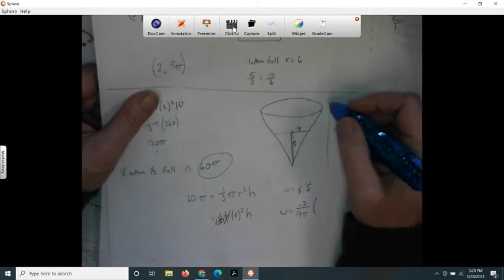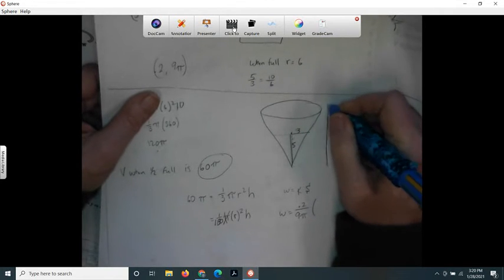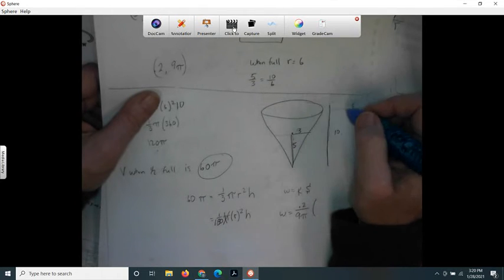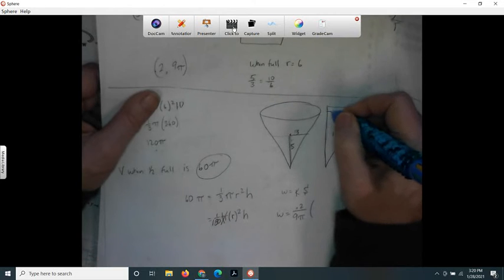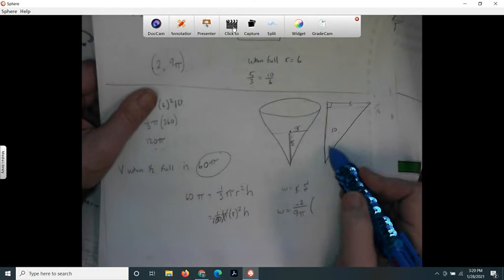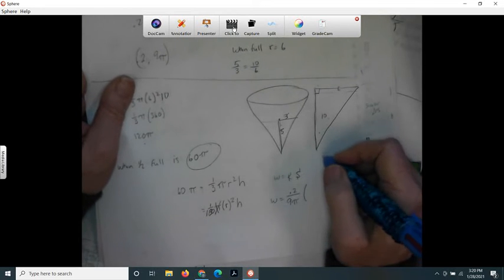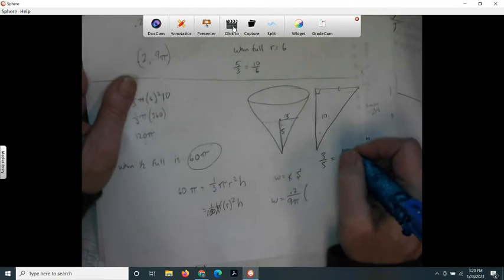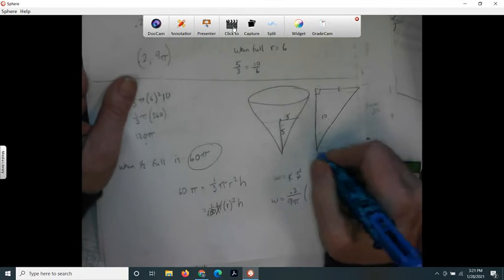And they also said that the whole height is 10. And when the whole height is 10, then R is 6. So I have two similar triangles. So what I did is I said 3 is to 5 as R is to H. And then I can do cross products. Actually, I did them. I'll show you where I did them. I did them right here.